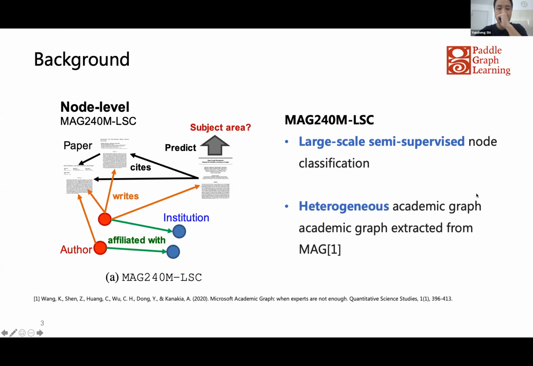First, since the OGB team has introduced the details of the dataset, we will give a quick introduction in this part. The dataset of OGB-LSC node classification, MAG240M, is a heterogeneous academic graph extracted from the Microsoft Academic Graph. Given the arXiv papers situated in this heterogeneous graph, the competition aims to predict their topic.